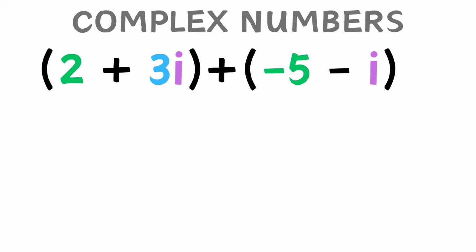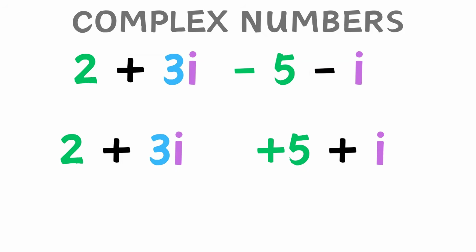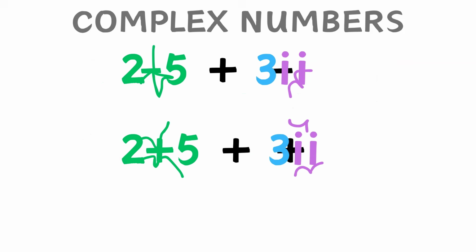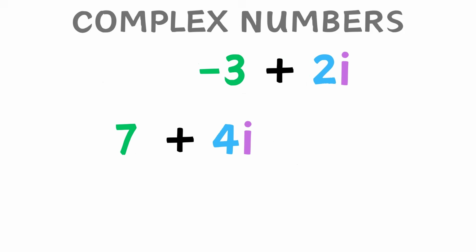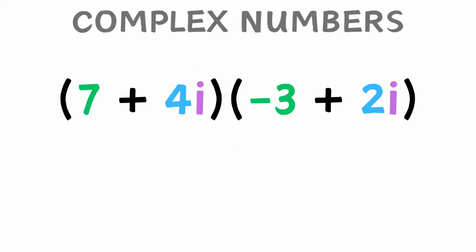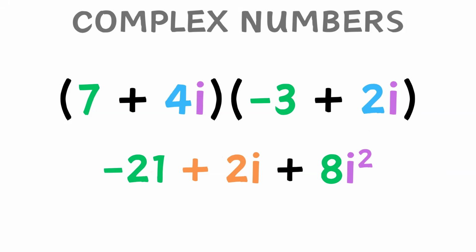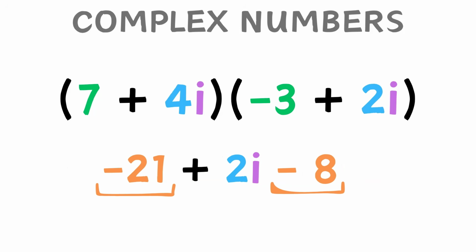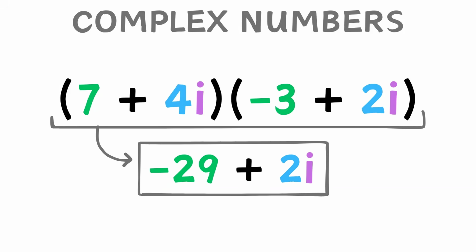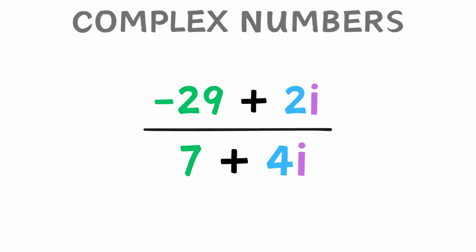To add or subtract complex numbers, we just combine like terms, like solving for algebraic expressions. When multiplying complex numbers, we use the FOIL method, just like when multiplying binomials. In this example, after we expand the multiplication, we can simplify by combining the i's. And since we know that i squared is -1, we can also combine the real numbers, giving us -29 plus 2i.